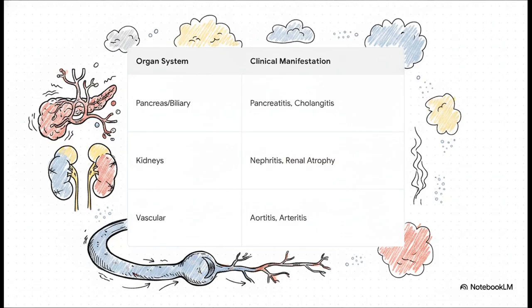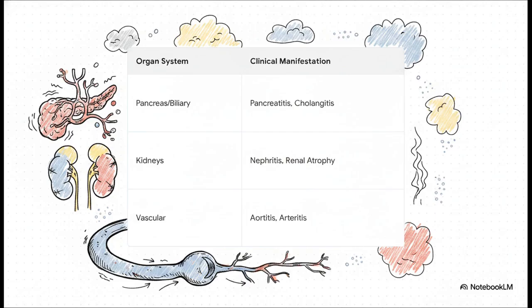In the kidneys, it drives tubulointerstitial nephritis, causing profound renal atrophy. In the lungs, it shows up as obliterative arteriitis, mimicking severe primary pulmonary diseases. And vascularly, it is notorious for causing aortitis, inflammatory aneurysms, and even medium vessel coronary arteriitis.